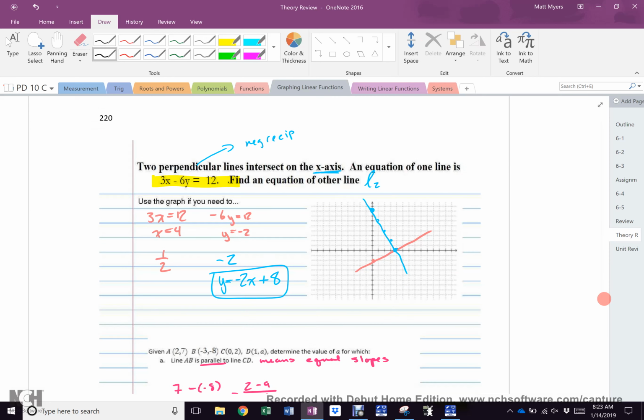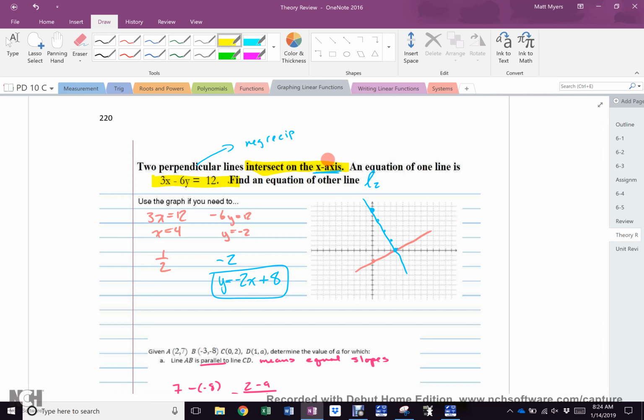The next one causes its biggest problems because people don't read that they're intersecting on the x-axis, which means they are sharing an x-intercept, not a y-intercept. So you couldn't really use Slope-Intercept Form. No, because you didn't need to graph it. Can we go through this question? Yeah, of course we can.